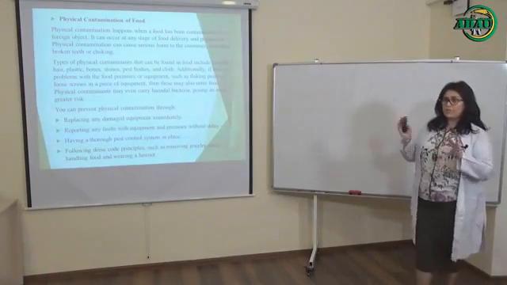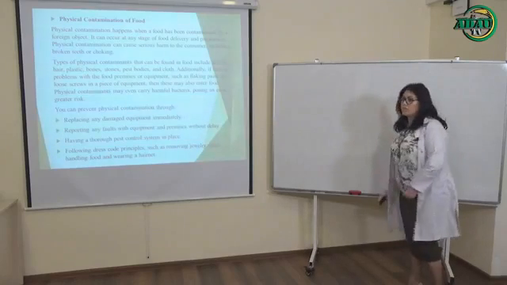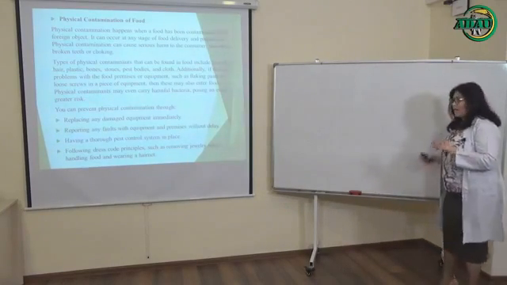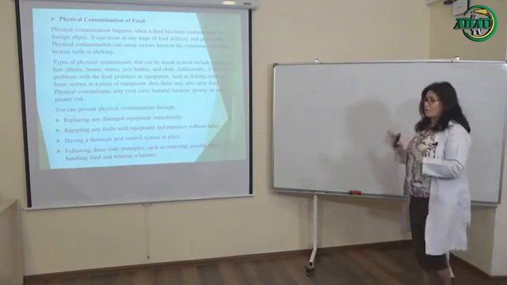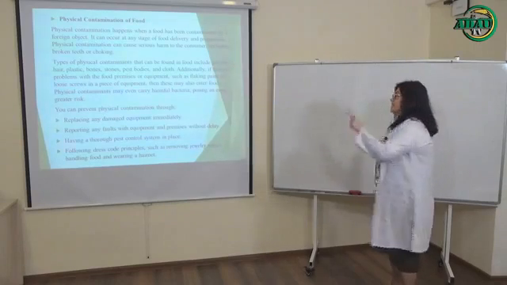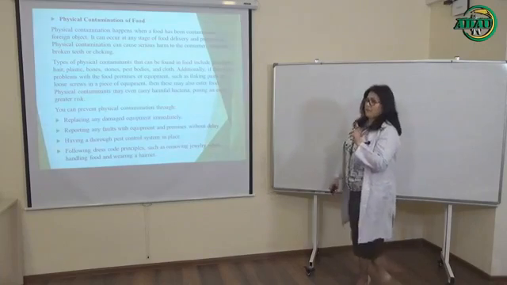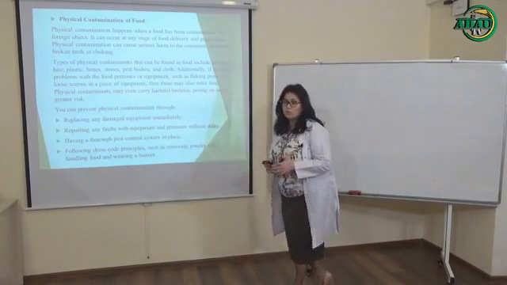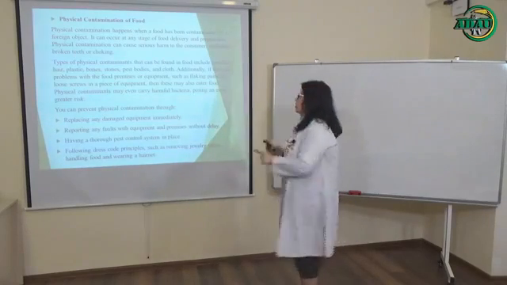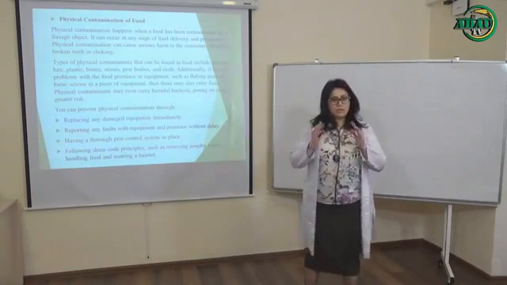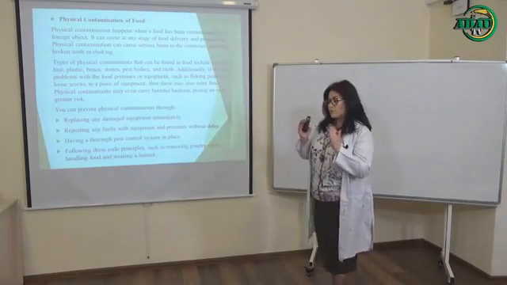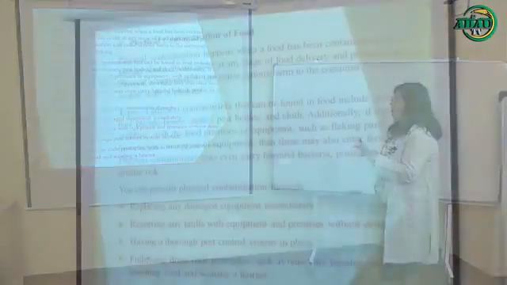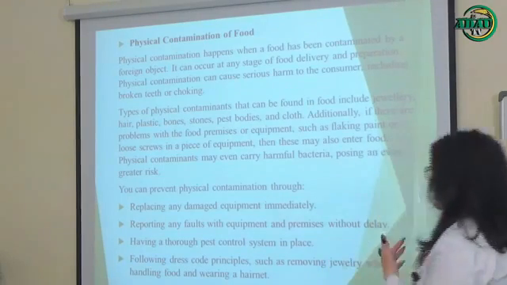The second type of contamination, physical contamination of food. So, what is physical contamination? Physical contamination happens when food has been contaminated by a foreign object. It can occur at any stage of food delivery and preparation. I mentioned before that when a food company is preparing some kinds of food, they first of all pay attention to their equipment. This equipment has to be safe. Physical contamination can cause serious harm to the consumer, including even broken teeth or choking.